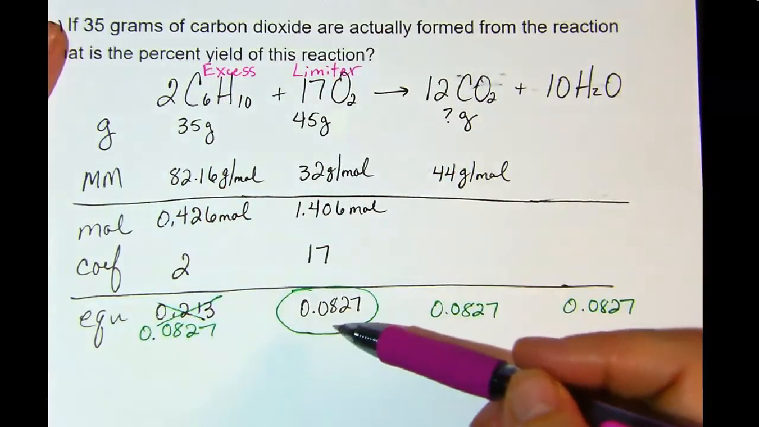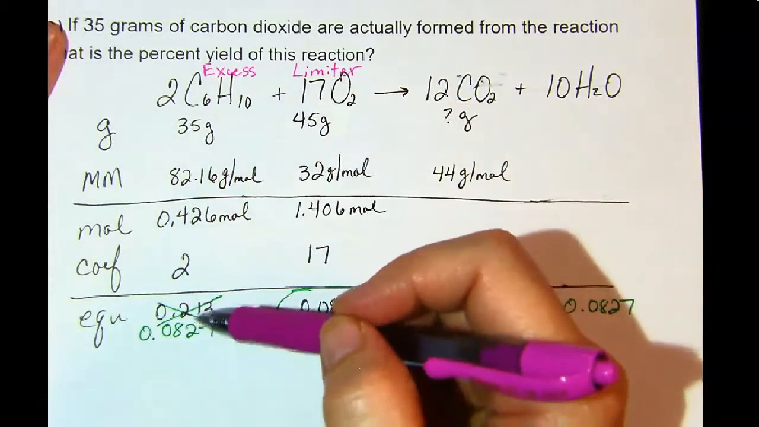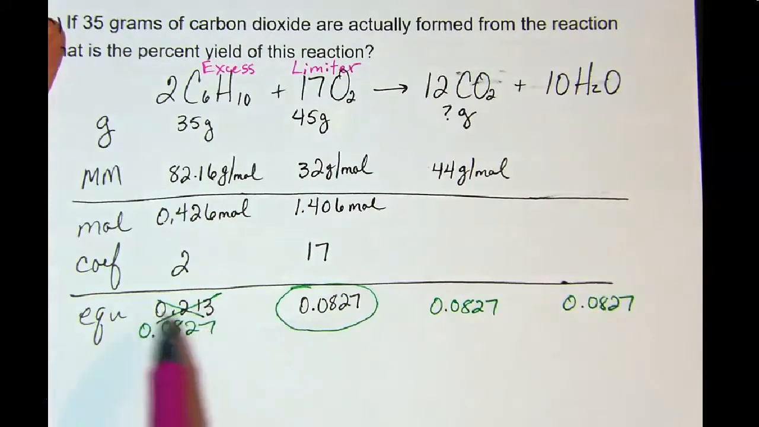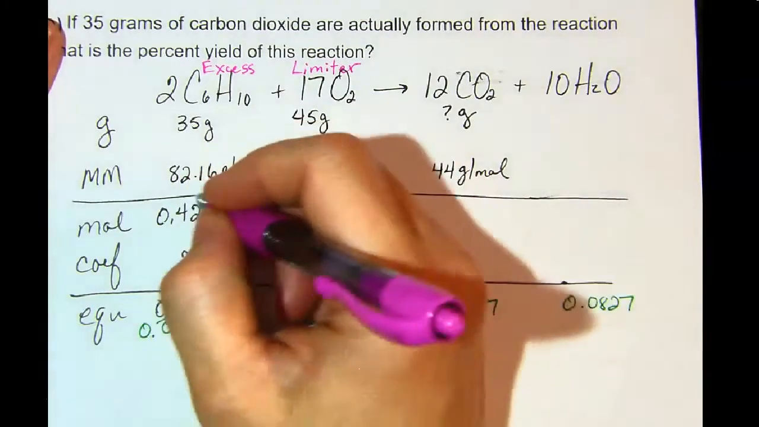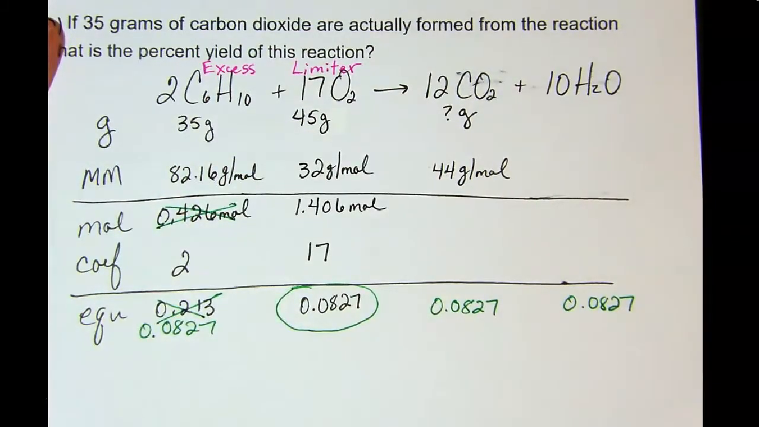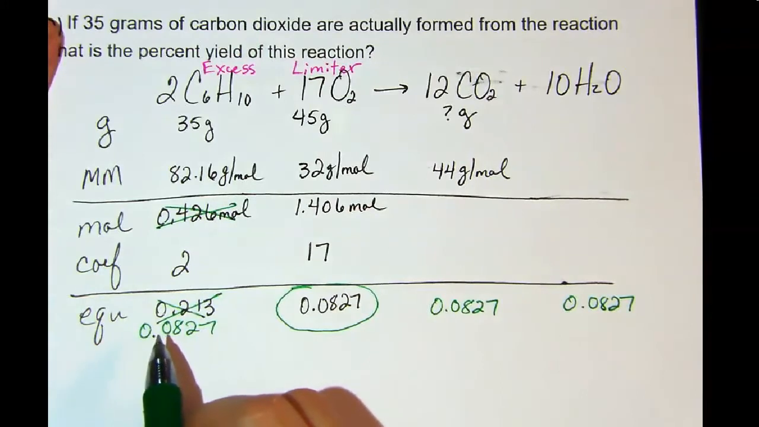Because this had the smaller equivalent, it is the limiting reactant. Because this one had the larger equivalent, it is in excess. And then this number, again, is meaningless. This is the true equivalent, which means that this number here is also a worthless number. So I'd actually cross both of these out, and then this is the number you would have to use instead.